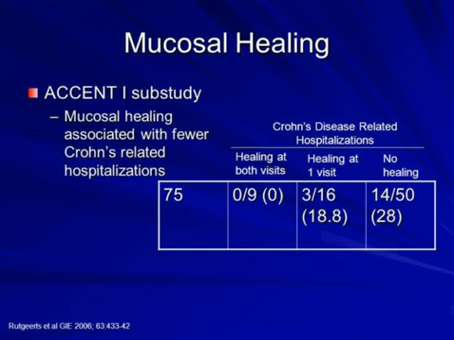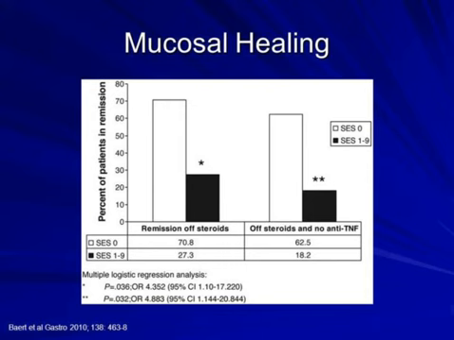So this brings us to our second question, namely, should mucosal healing now be the goal? We have data that suggests that mucosal healing is associated with fewer Crohn's-related hospitalizations. And we have data that suggests that mucosal healing is also associated with a greater likelihood of having a sustained remission off steroids. This is a study where patients had been treated for 2 years and then had 2 years of subsequent follow-up. And you can see that about 70% of patients who had complete endoscopic healing went on to be able to achieve a steroid-free remission for the subsequent 2 years, as compared to 27% in patients who had evidence of endoscopic disease.